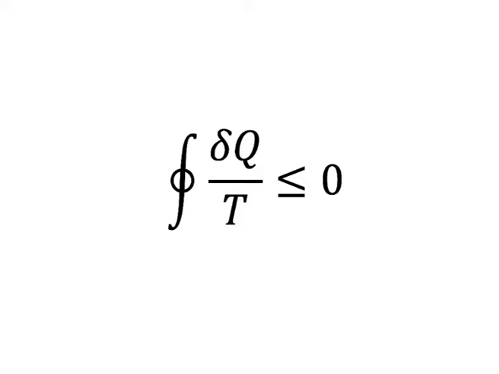Any heat transfer to or from a system can be considered to consist of differential amounts of heat transfer. Then the cyclic integral of delta Q upon T can be viewed as the sum of all these differential amounts of heat transfer divided by the temperature at the boundary. The validity of the Clausius inequality.